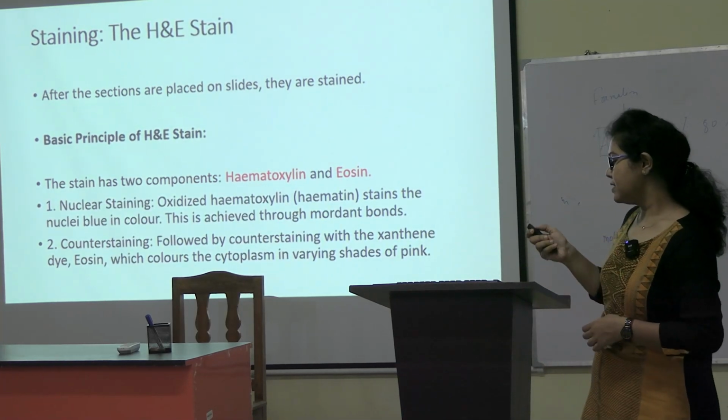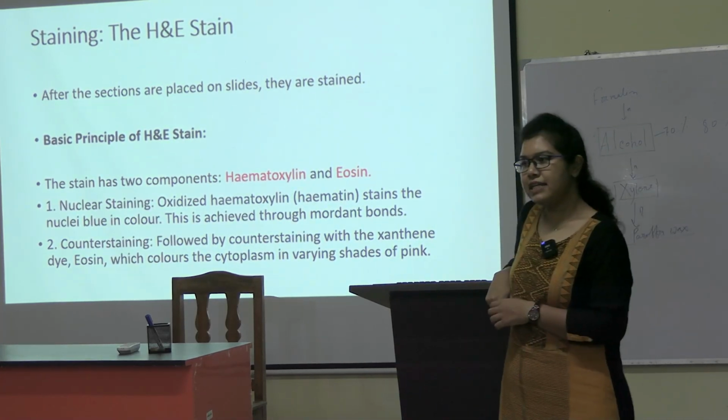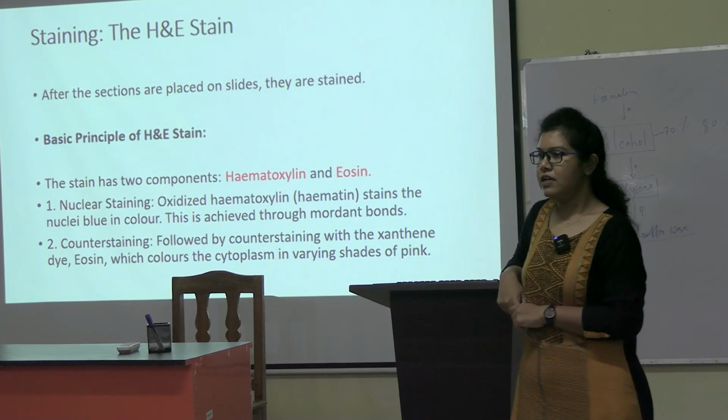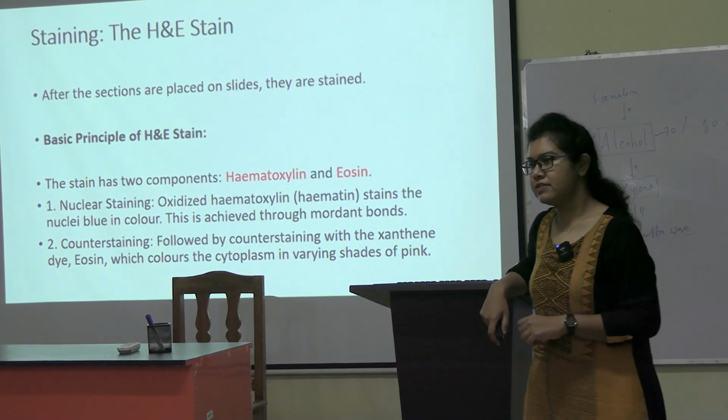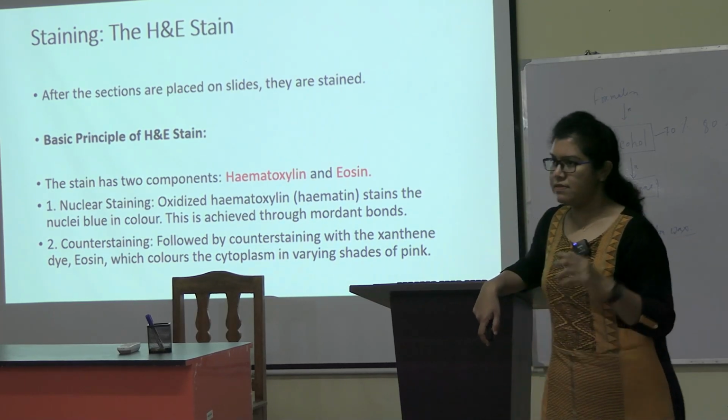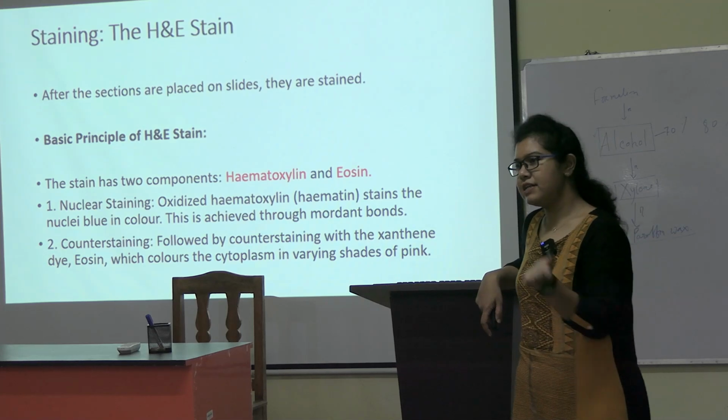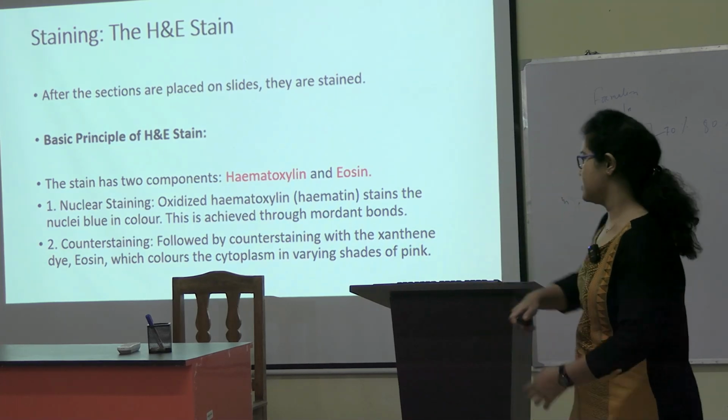So next, what is the counter staining? Counter staining is by eosin. So what will eosin stain? Cytoplasm. If hematoxylin is staining the nucleus, eosin will stain the cytoplasm. Okay.